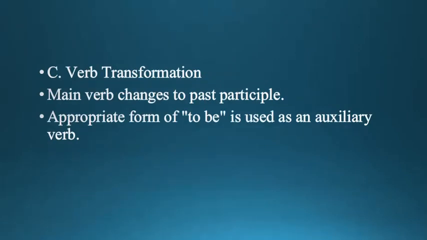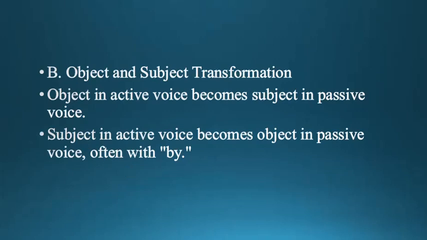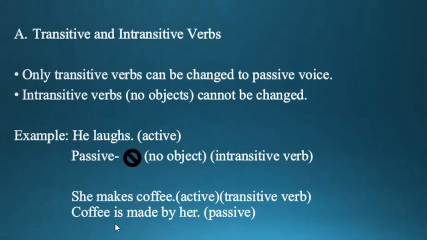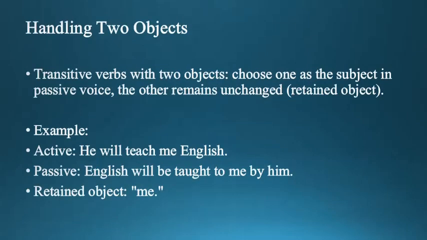That is verb transformation. The main verb changes to the past participle. This we also discussed earlier. And the appropriate form of "to be" is used as an auxiliary verb. We'll learn that later, while we discuss tenses, like which auxiliary verb is used. So why is it used there? We'll learn that while we learn about tenses.